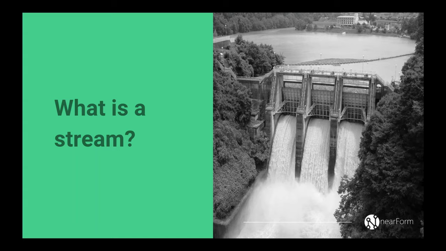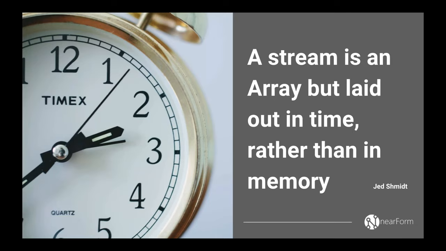But first, let's look at a completely different definition of streams, given by Jed Schmidt. He considers a stream as an array laid out in time rather than in memory. What does this mean? An array is represented in memory as consecutive bytes in consecutive areas of memory, and you can see all the data all the time. But a stream you can consider as a single cell of that array, where the data, instead of having to move the index to process it, changes on that single cell over time. That is a stream. I hope all of this is clear, but it will be more so in a moment.